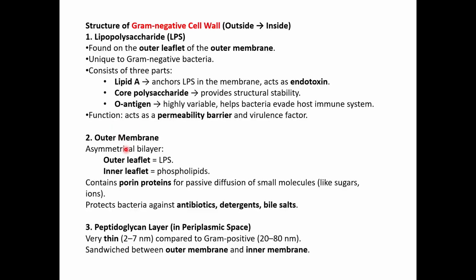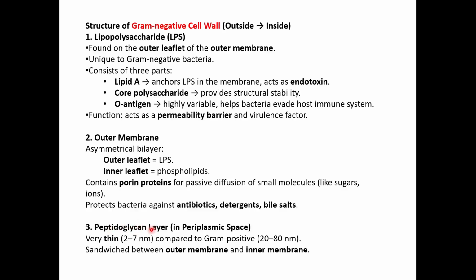Then next is the outer membrane. It is an asymmetrical bilayer, and the outer leaflet has LPS and the inner leaflet has phospholipids. It contains porin proteins for passive diffusion of small molecules like sugars and ions, and protects bacteria against antibiotics, detergents, and bile salts. Then the peptidoglycan layer, which is very thin compared to the gram positive.